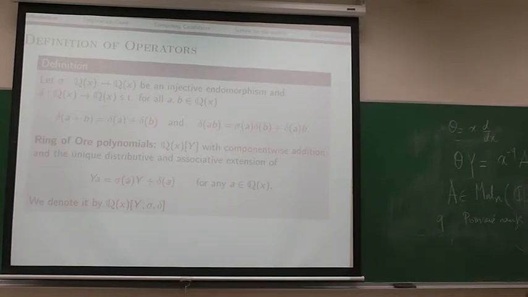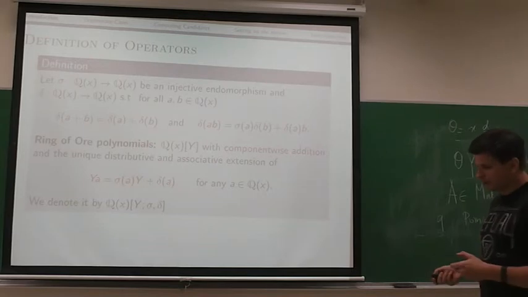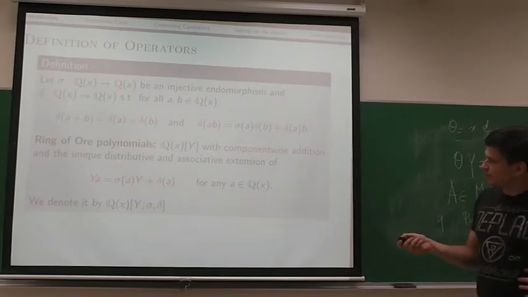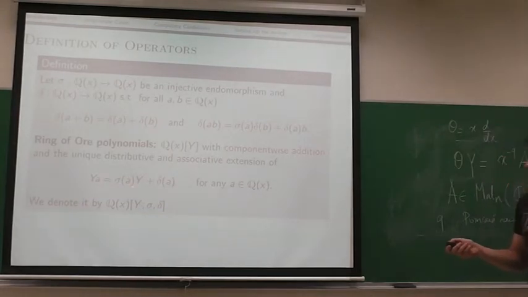Okay, and the ring of Euler polynomials is the set of polynomials with rational coefficients, with component-wise addition and the following multiplication rule. You multiply them as usual with commutative polynomials. Just if you get into the case where you have the indeterminate y times a rational function, then this does not commute. So y times a is not equal to a times y, but it is equal to sigma a times y plus delta a. And this ring we denote by this here.